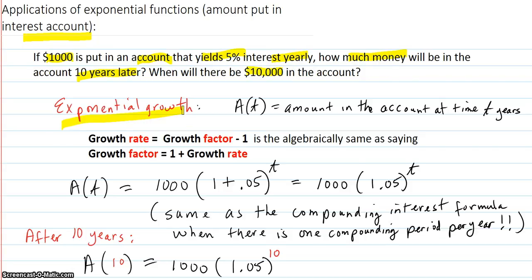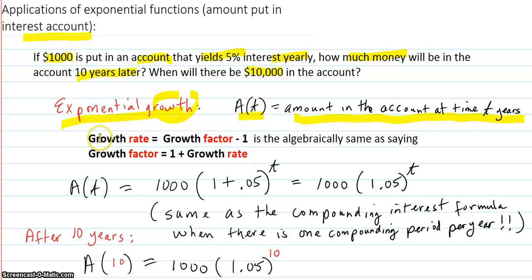It's definitely exponential growth because we're putting the money in an account. It yields interest, it adds back in, so we're going forward, upward, so it's growth. Let the function, let's just call it A of t for the amount in the account at time t years.